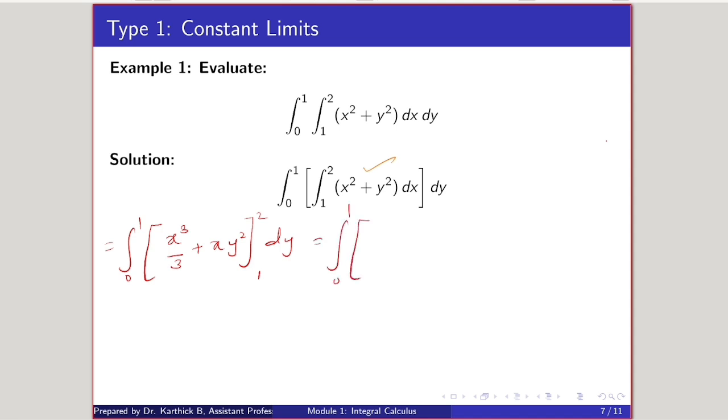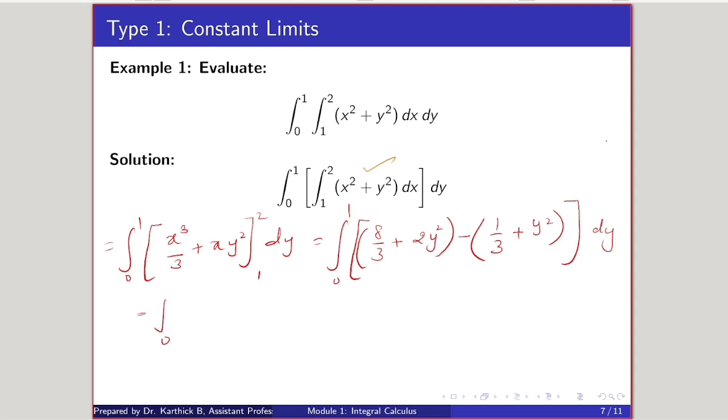And here if I substitute the limits, it will be 8 by 3 plus, we have to substitute the limit 2 for the variable x, so 2y square. So this will be for the upper limit, and if I go for the lower limit, it will be 1 by 3 plus y square. So then we have dy.